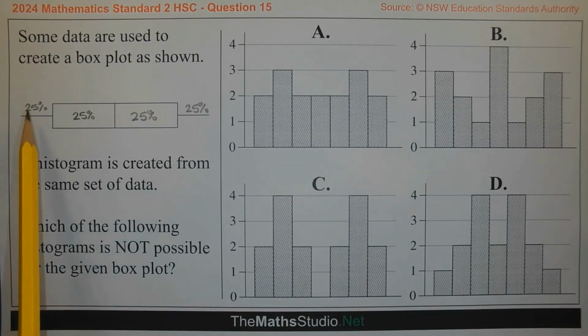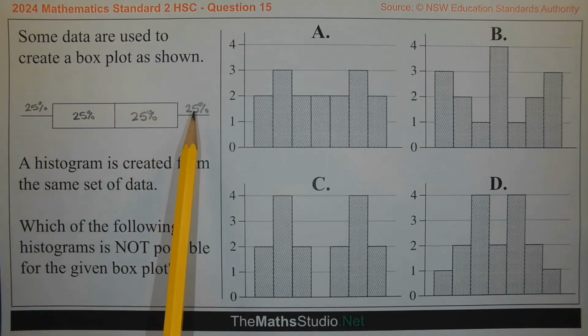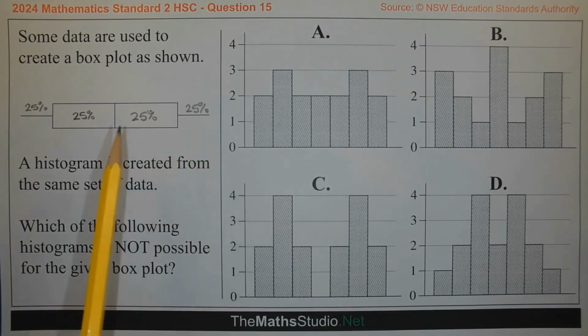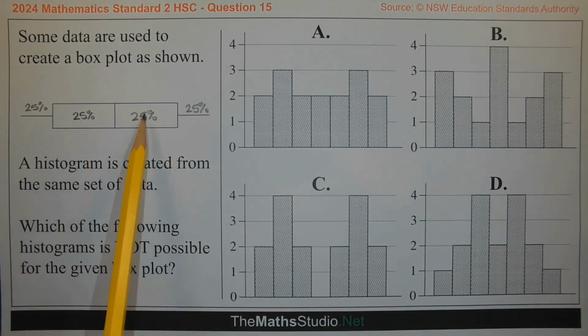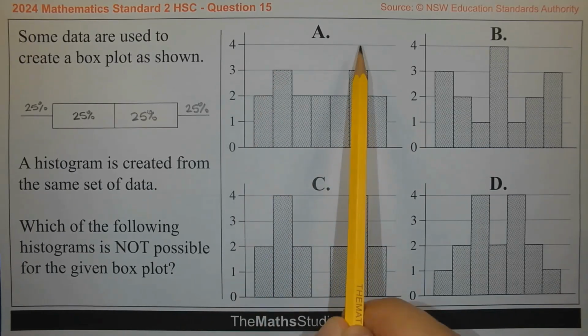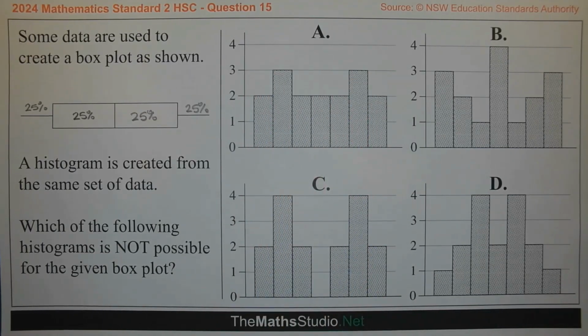Recall that each of the 4 components of a box plot represent 25% of the data. Now, in this particular box plot, what we notice is that the 2 tails are relatively short compared to the 2 rectangles that make up the box. This implies that there is a concentration of data at the endpoints, or where the tails are. As far as the histogram is concerned, that is reflected in the taller columns at each end of the histogram.